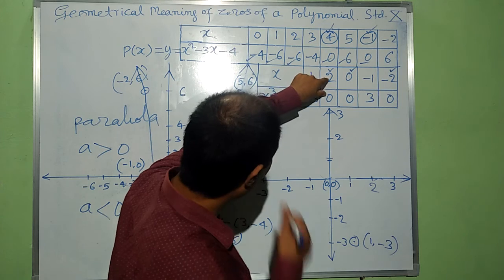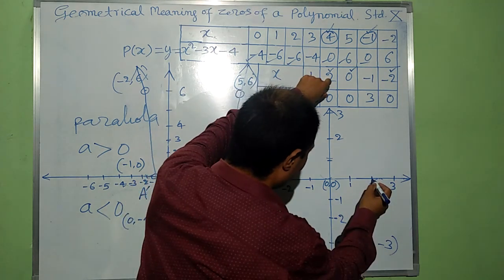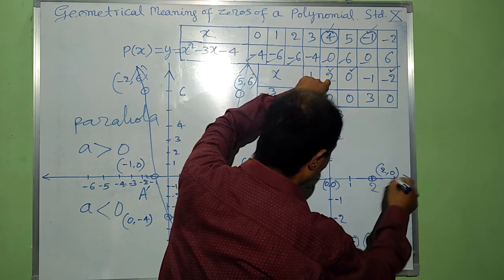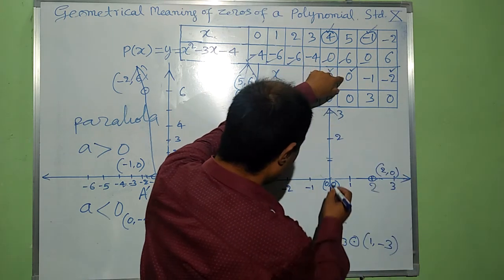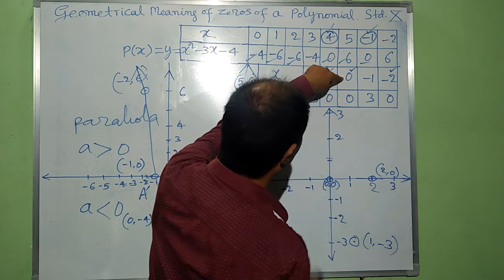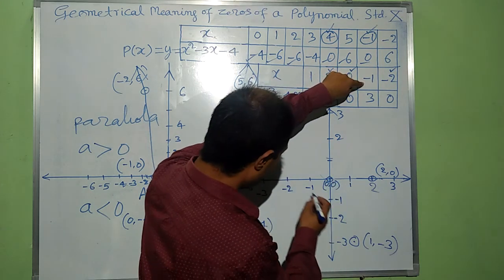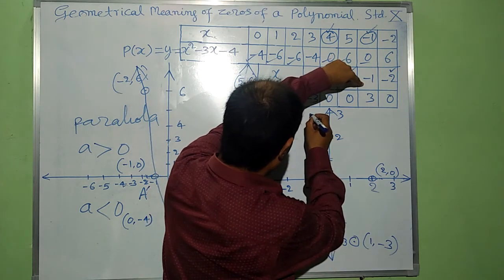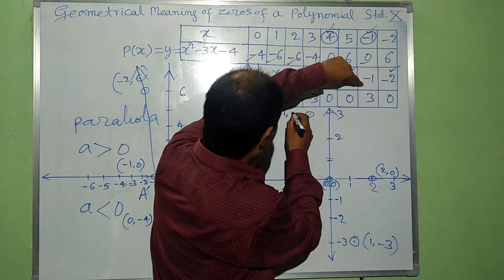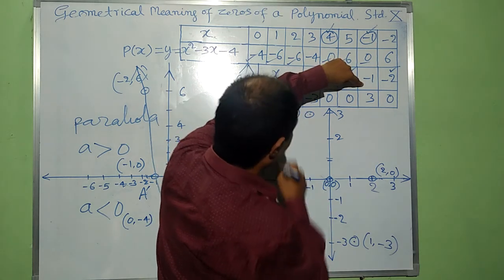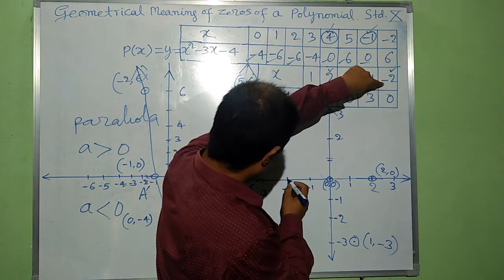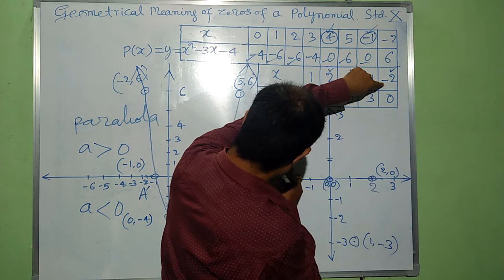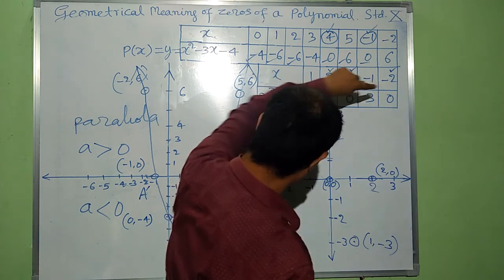X is 2, y is 0. X is 0, y is 0, this point, the origin. X is minus 1, y is 3. Minus 1 and 3. X is minus 2, y is 0.